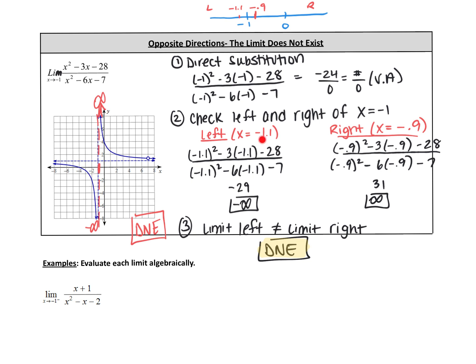So I plugged in negative 1.1, which is the left side, and I got negative infinity. So look, that proves this. Then I proved the right side, I plugged in negative 0.9, and I got positive infinity, which goes up here. So since the left and the right are not equal, the answer does not exist.